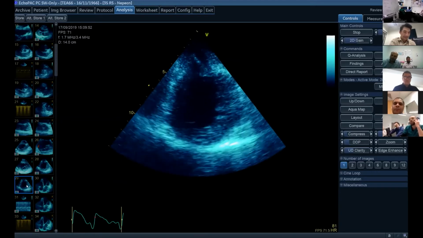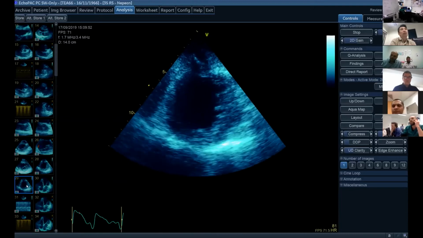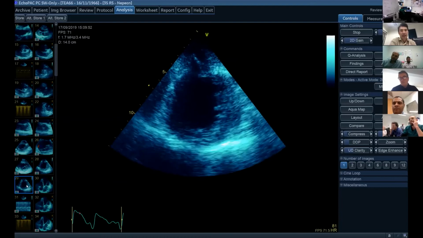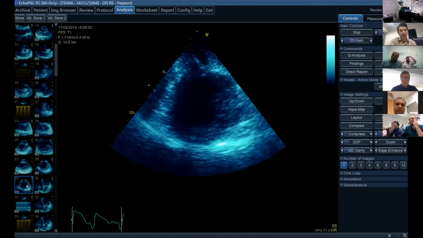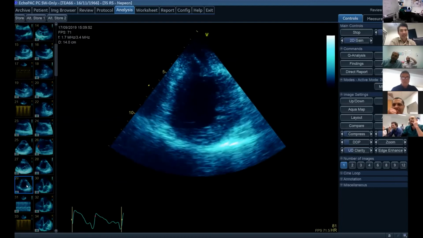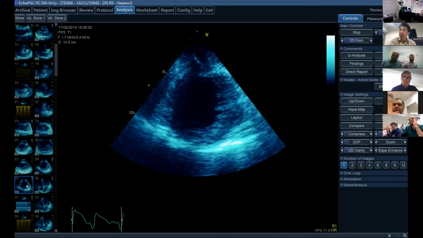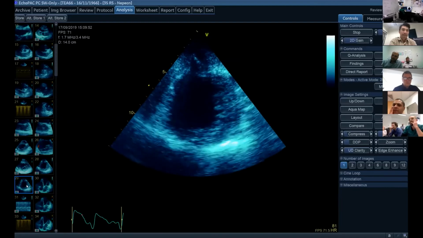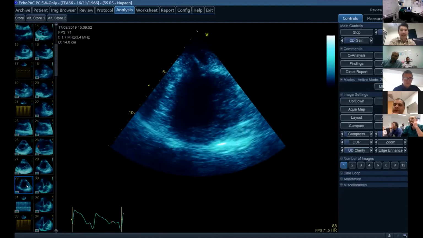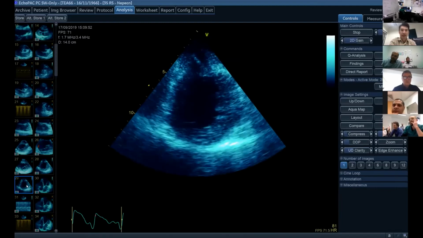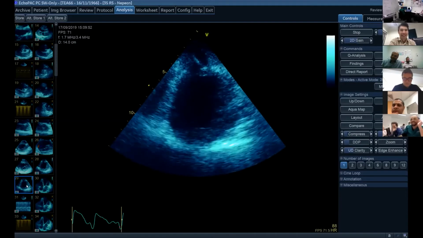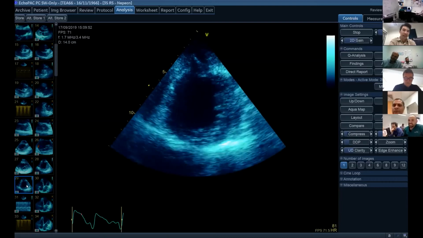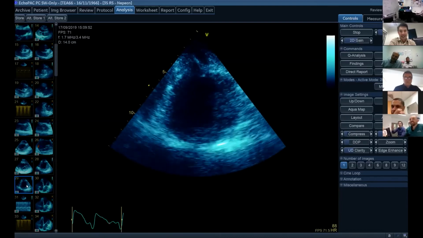So first of all, what's normal? Normal has to involve thickening as well as shortening. So thickening greater than 50%. Hypokinetic is anything from 0 to 50. Akinetic is 0, and dyskinetic is obviously moving in the opposite direction. Fantastic. So 0 moving in the opposite direction.